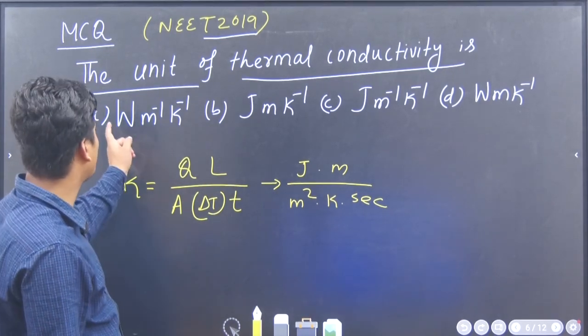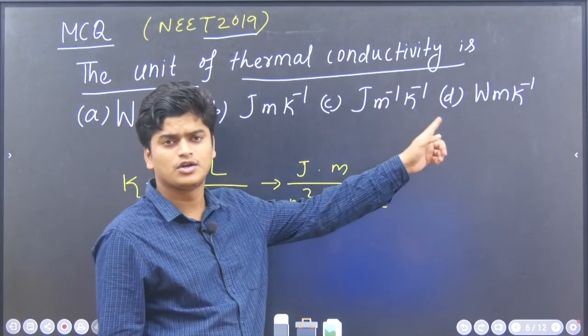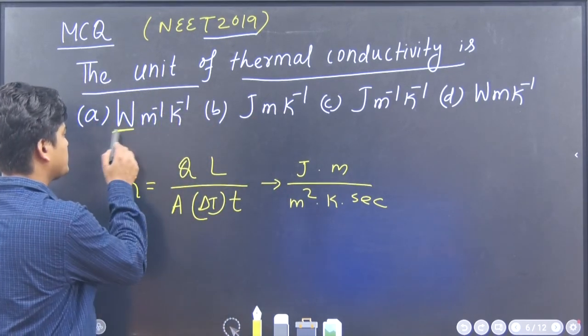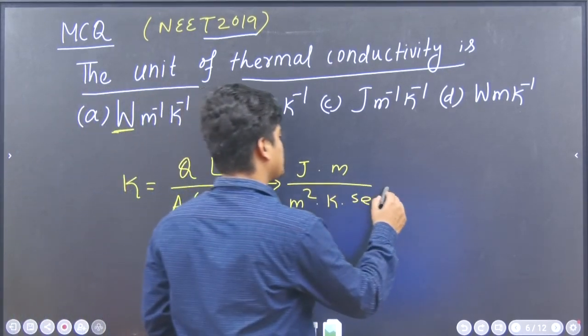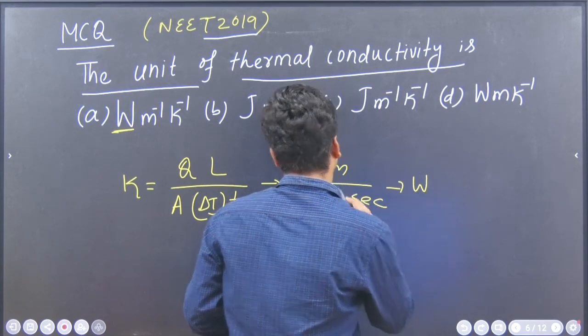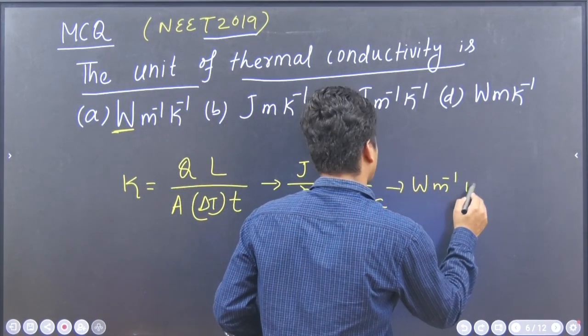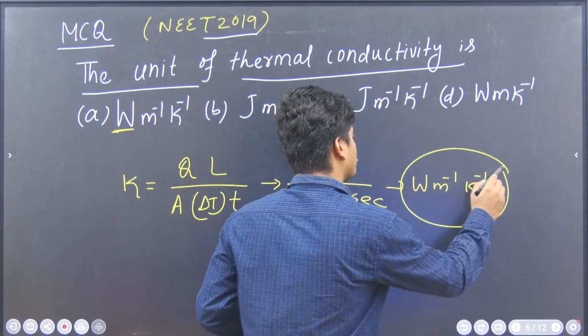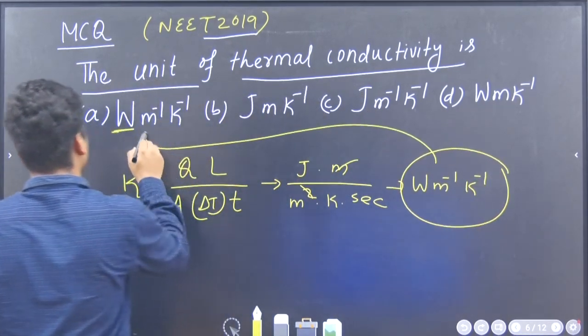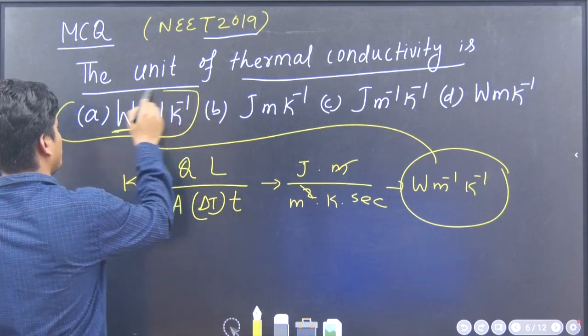Watt, because here all options are given in watt. So W stands for watt. So I can write here this is nothing but watt, and here meter will cancel to meter square, meter will come up, it is meter to the power minus 1, Kelvin to the power minus 1. So this is exactly matching with option A. So your answer will be what?